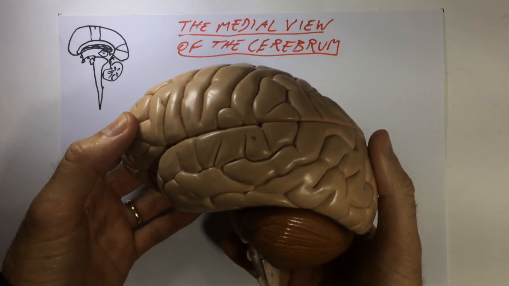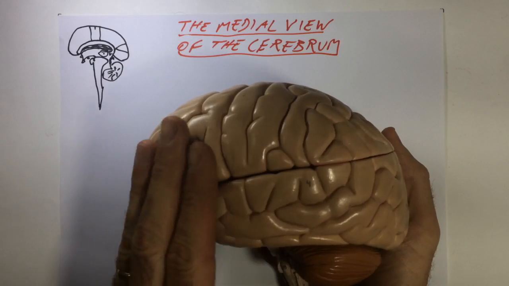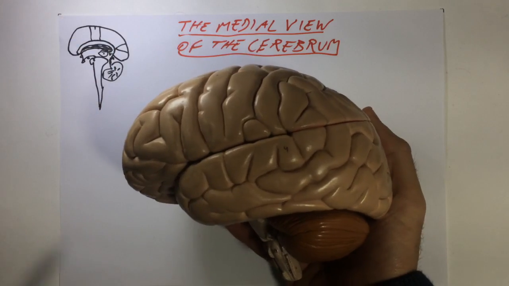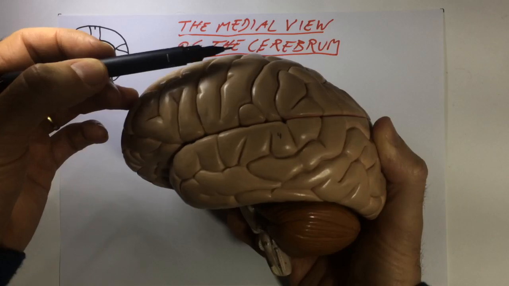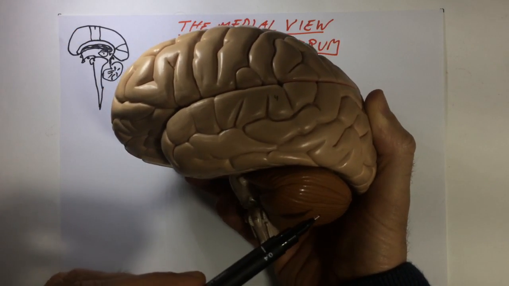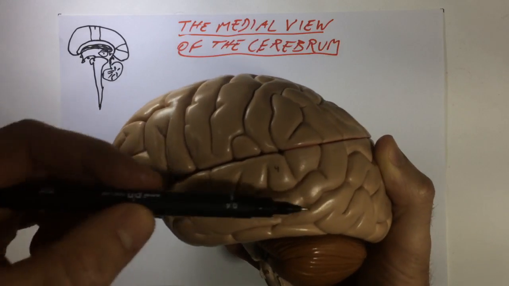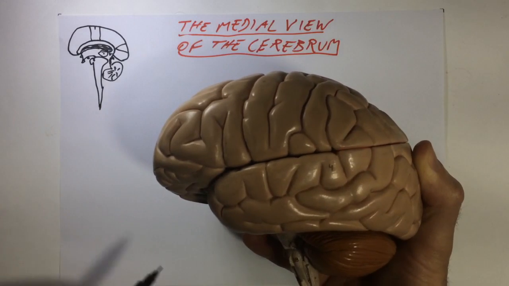So here we have a brain model, and here we have the lateral view of the cerebrum, which is this part here. So as we saw in other videos, that would be the cerebrum. Here we have the cerebellum, and down here, we have the brainstem. And the cerebrum can actually be broken down into two structures.